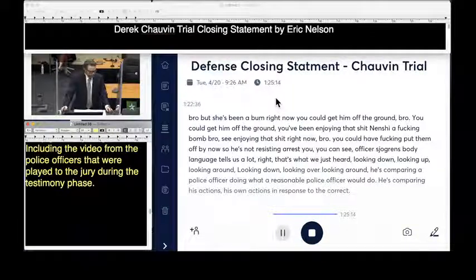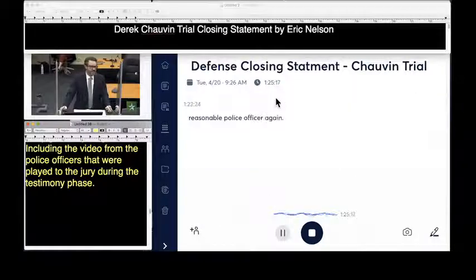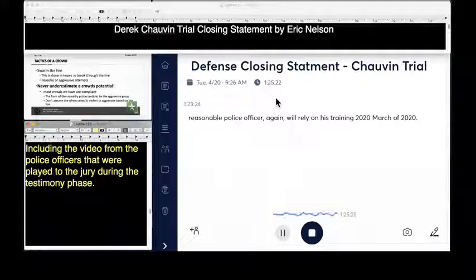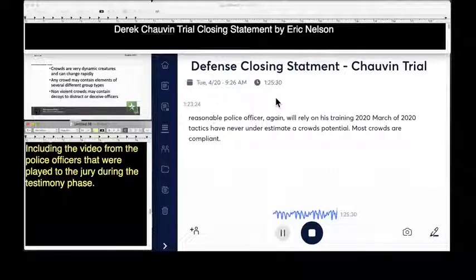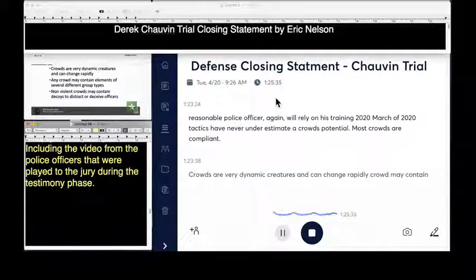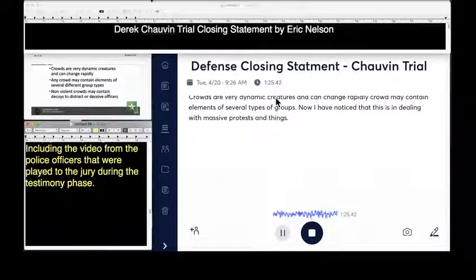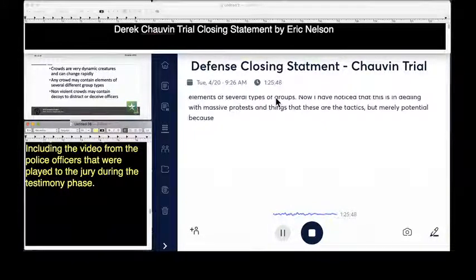A reasonable police officer, again, will rely on his training. March of 2020, tactics of a crowd. Never underestimate a crowd's potential. Most crowds are compliant. Crowds are very dynamic creatures and can change rapidly. A crowd may contain elements of several types of groups. Now, I acknowledge that this is in dealing with massive crowds, protests and things of that nature. These are the tactics, but you never underestimate a crowd's potential, because a reasonable police officer has to be aware and alert to his surroundings.